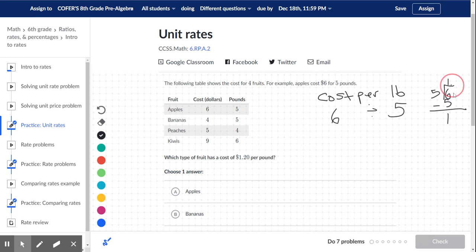I write decimal, 0, and I bring it down. 5 can go into 10 2 times. 2 times 5 is 10, and 10 minus 10 is 0. So 1.2, that's $1.20. I just so happened to find the right one the first time. So I know that $6 will give me 5 pounds of apples because the apples cost $1.20 per pound.